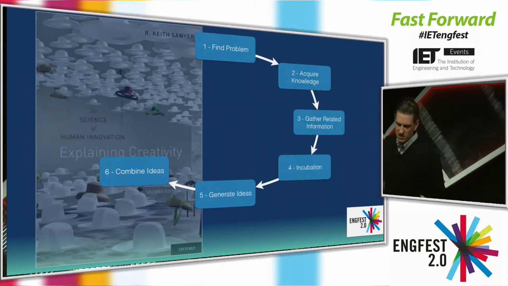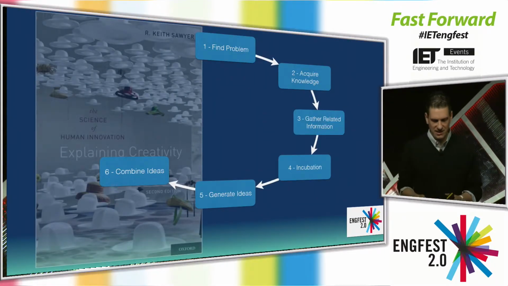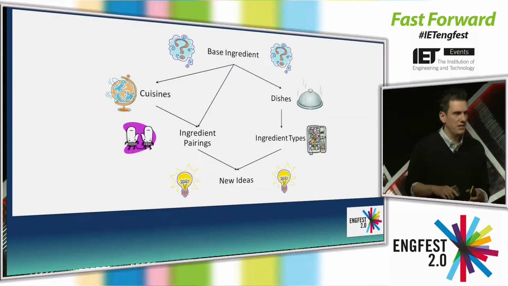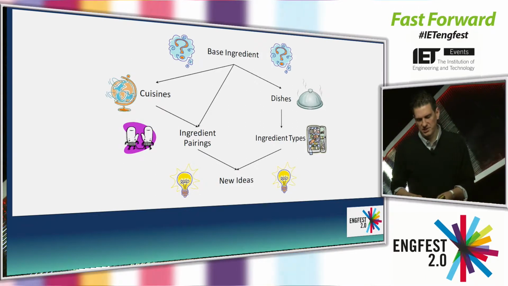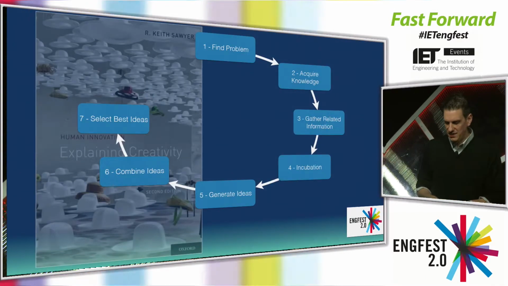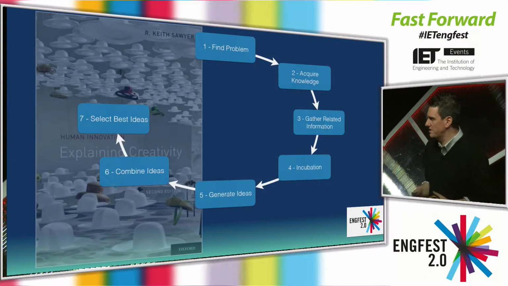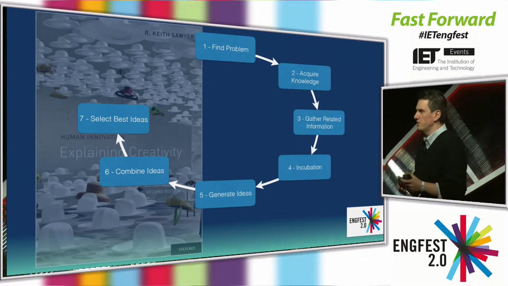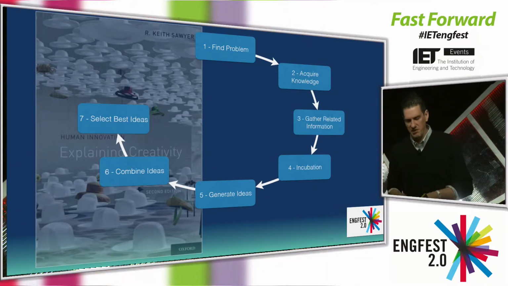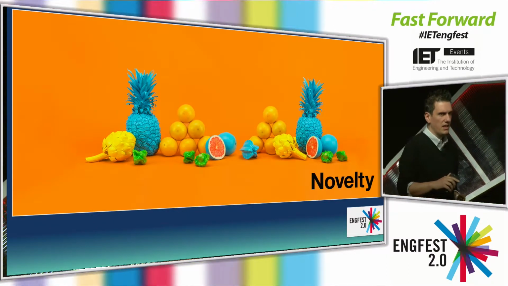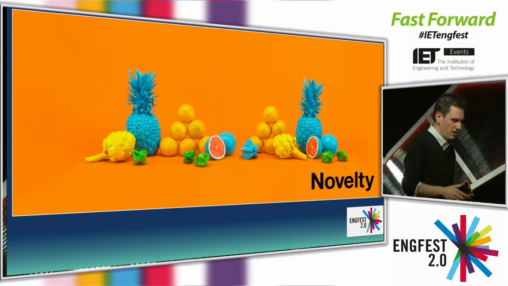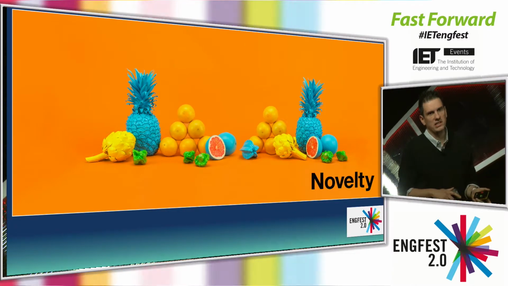Next, I mentioned combining ideas. Now, I'll come back to this later, but the system can generate some new ideas by combining and remixing recipes in its database. Next, selecting new ideas, evaluating the ideas to select the ones with the best creative merit. Now, as I said, I've already talked about this being assessments based on novelty and quality.